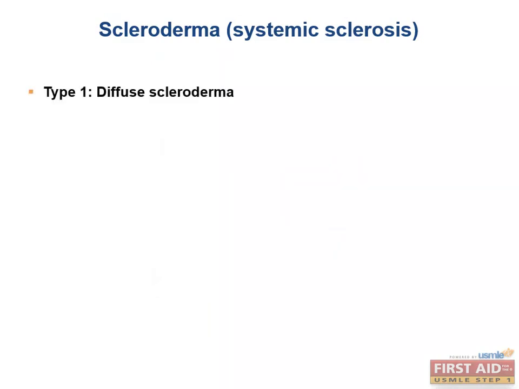The first is called diffuse scleroderma. And this is exactly what it sounds like, a widespread disease affecting skin and many other visceral organs, and it's rapidly progressive. What antibodies should you screen for? Scl-70, or anti-DNA topoisomerase 1 antibody. Do you recall what topoisomerase 1 does? Relaxes supercoiled DNA by cutting one strand and then reannealing it.